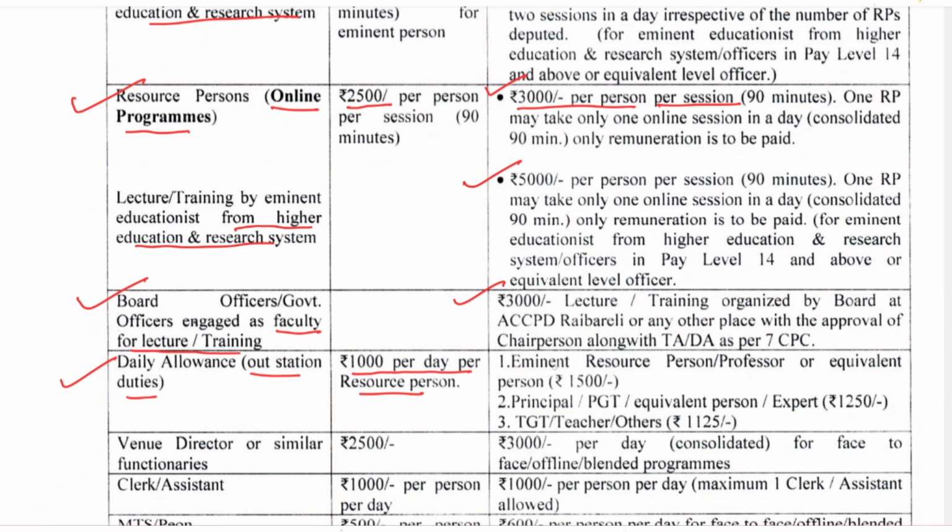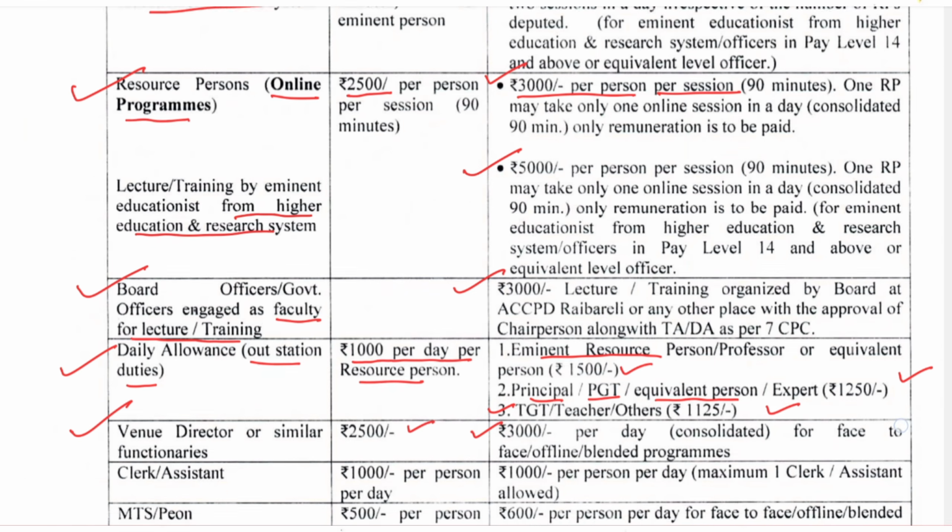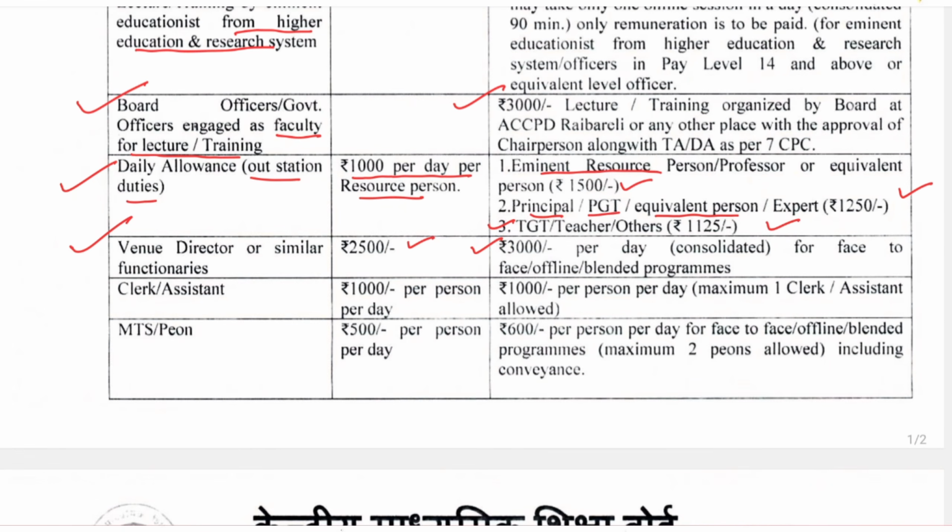Then daily allowance for outstation duty, earlier it was 1000 rupees per day per resource person. Now if you are an eminent resource person, you are going to get 1500. If you are a principal, PGT or equivalent person, you are going to get 1250. And if you are a TGT, you are going to get 1125. Same way, venue director, earlier they used to get 2500. Now they are going to get 3000 per day for face-to-face, offline or blended program.